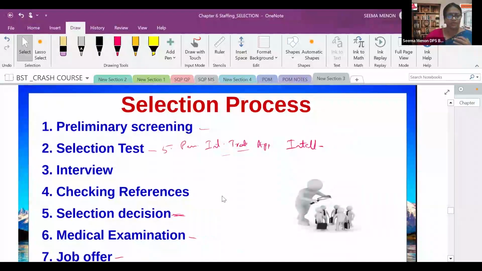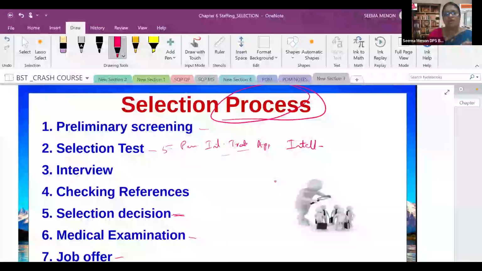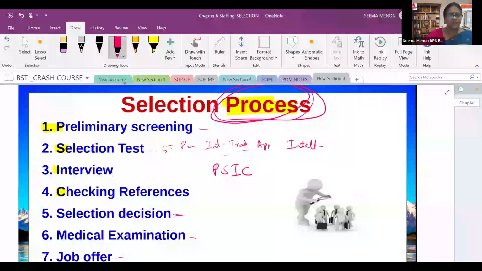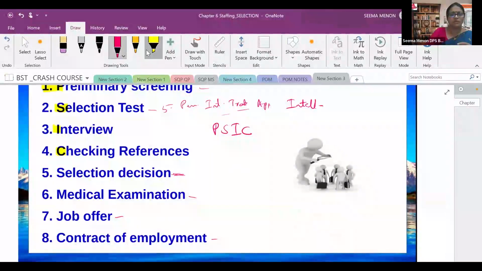It is very easy to understand, but whenever a process word comes, children, please focus. Process means you cannot skip or write the process in a jumbled order. You will follow the given order only. First preliminary, then selection, then interview, then checking. So let's make an acronym, PSIC. Then again SMJ, and what will come? C. So that is SMJC. This way you will remember.